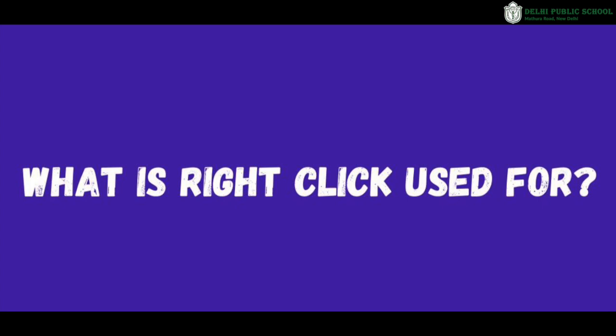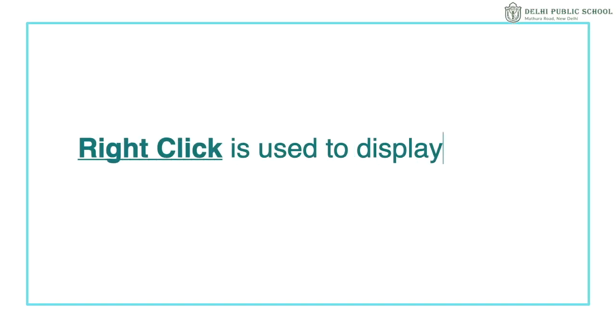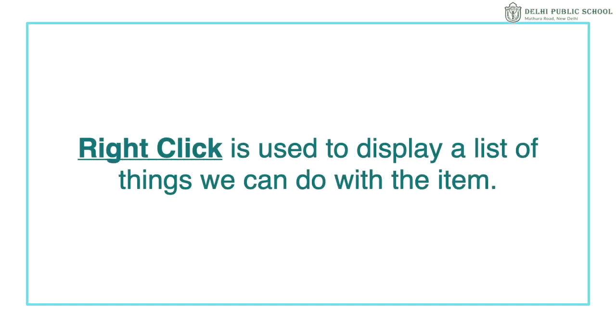What is right click used for? Right click is used to display a list of things we can do with the item, and I will show you how.